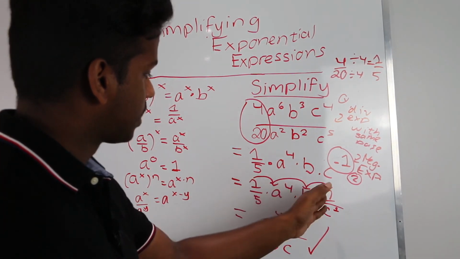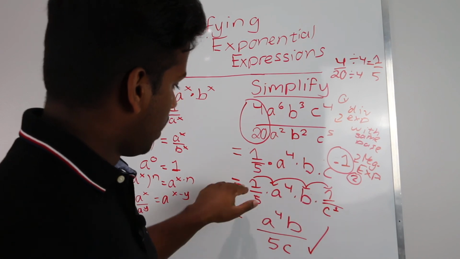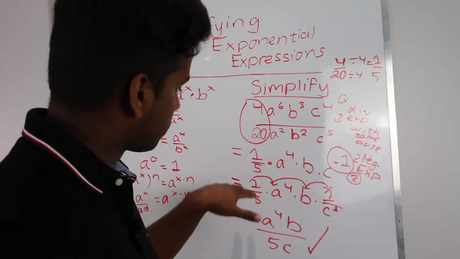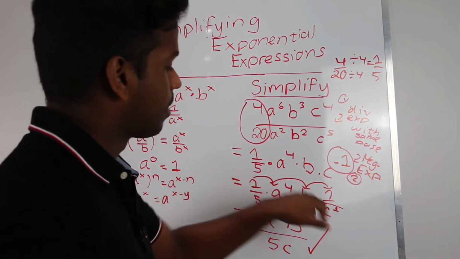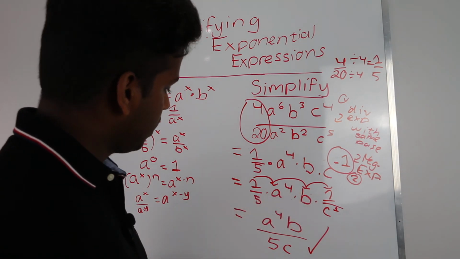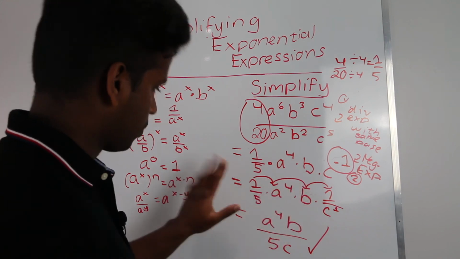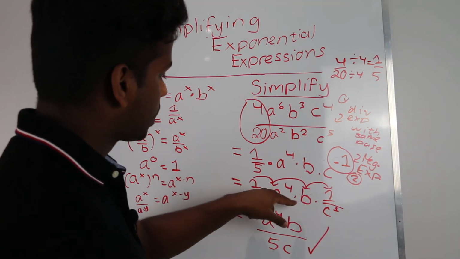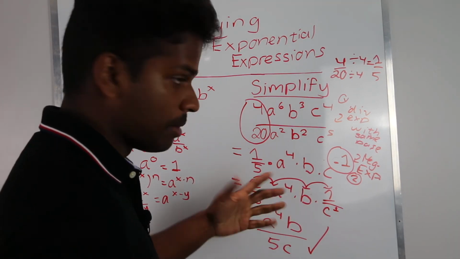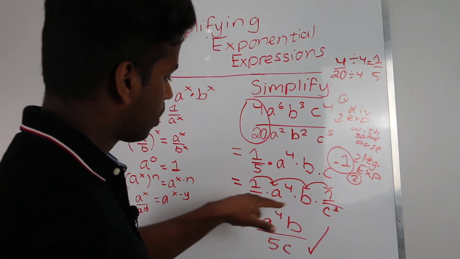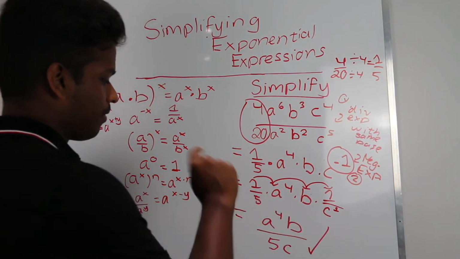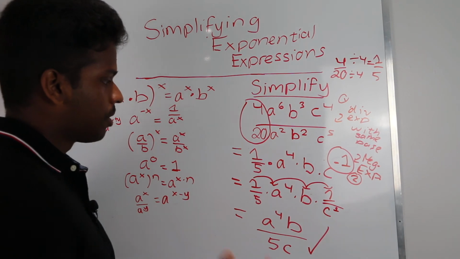I realized there was a denominator, so we have some stuff left in the denominator. So we have 5, and then we have c. So 5 times c, 5c, in the bottom, and at the top we have 1 times 1, so that's 1. a to the power of 4 times b gives you a to the power of 4 b, over 5c. So that is how you simplify exponential expressions.